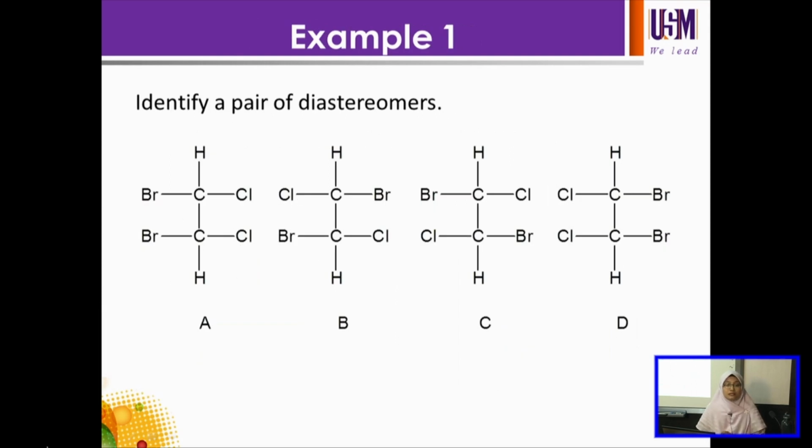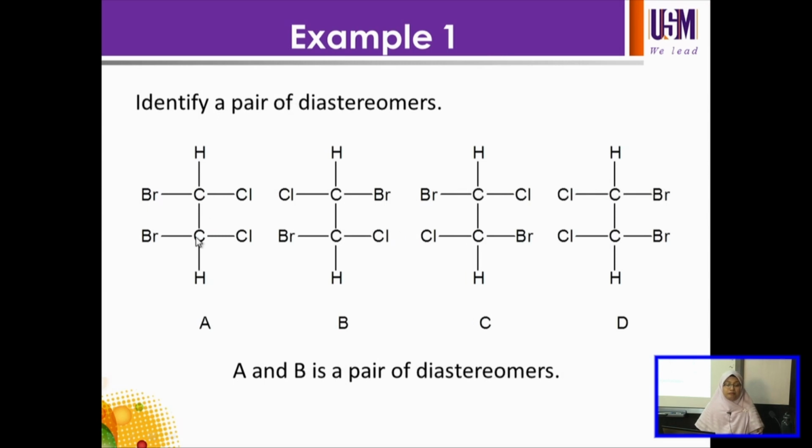Okay, let's look at this example. Can you identify a pair of diastereomers from this compound? From here, A and B is actually a pair of diastereomers. If you are wondering, this is actually a Fischer projection. So in the later videos, you will learn how to draw a Fischer projection. A Fischer projection is actually a flat representation of the 3D molecules.